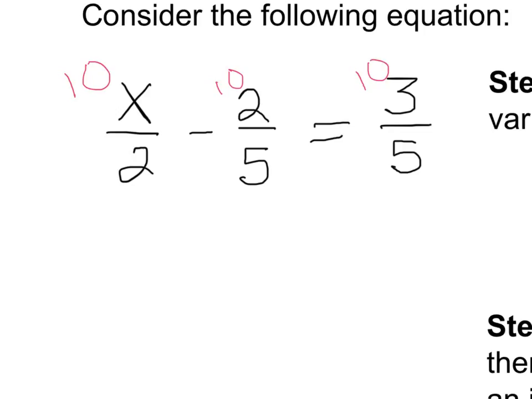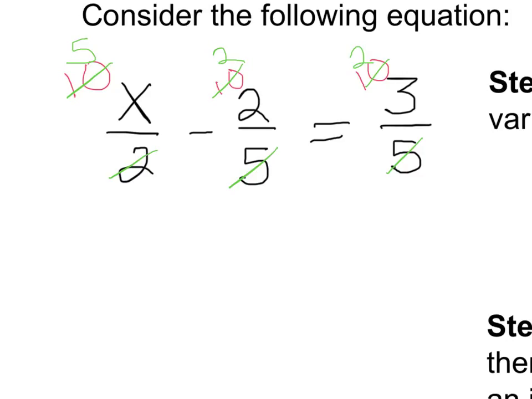And what I like to do is to simplify before I multiply. So the 10 and the 2, those both reduce to 5. The 10 and the 5 in the second fraction, those both reduce, and the 10 is turned into a 2. And same with this other fraction, the 10 and the 5 reduce to just 2.